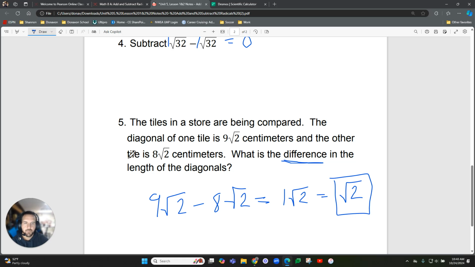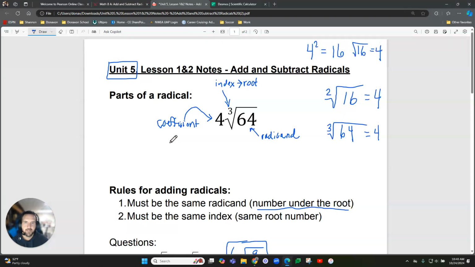So that is it for Unit 5, Lesson 2. Really, this is mostly just Lesson 2. Lesson 1 is just the introduction to the unit. So that's it for the notes.